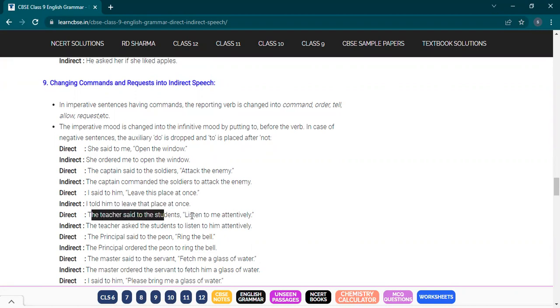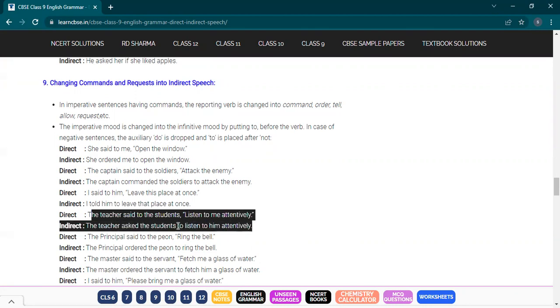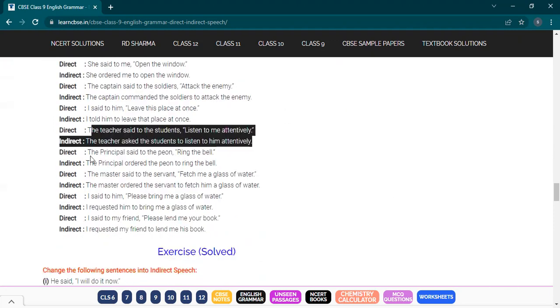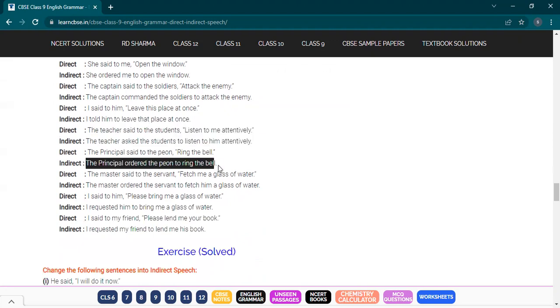The teacher said to the student, listen to me attentively. Again, the teacher asked, यहाँ पे request नहीं है ये. The teacher ordered the students to listen to him attentively. The teacher asked the students, both are correct. The principal said to the peon, ring the bell. The principal ordered the peon to ring the bell.